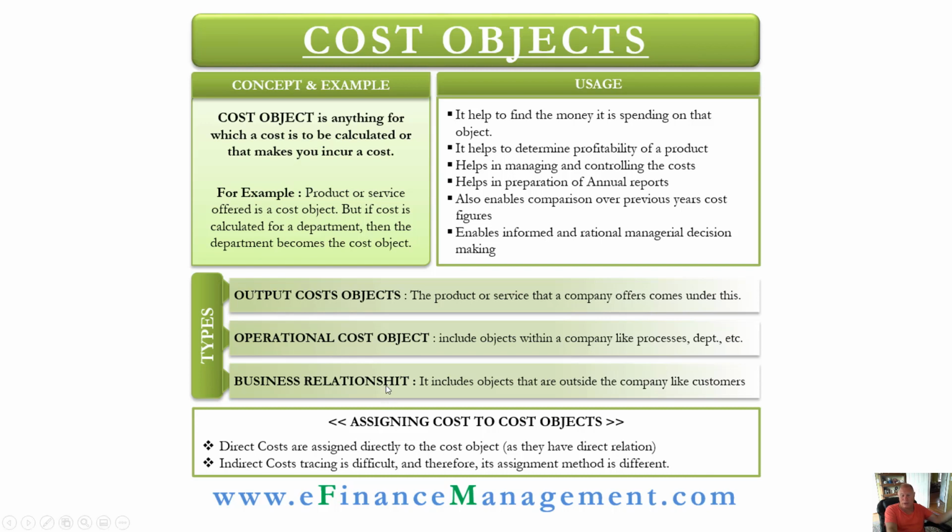Business relationship, objects outside the company like customers. So what we do is we assign them, costs are assigned to a product or a volume indicator, cost object, direct. They have a direct relationship. Indirect costs, sort of tracing is difficult, or it may not be meaningful. A different method is assigned. Okay, so that's sort of the introduction there.